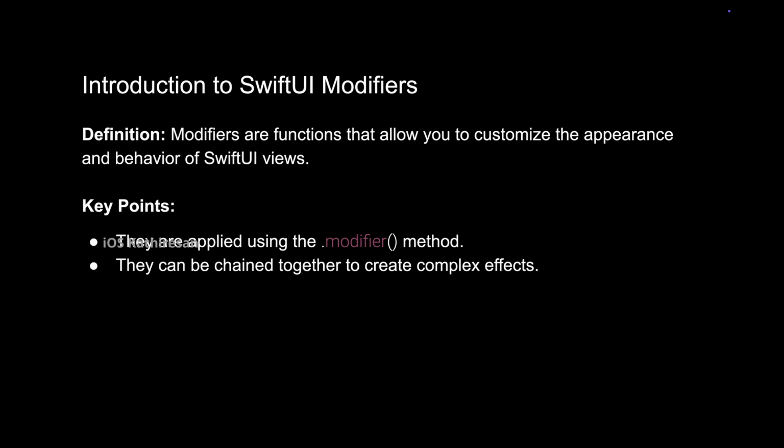Modifiers are functions that allow us to customize the appearance of a view and also change the behavior of the view. The key point is that they are applied by using the dot modifier method. If we have custom modifiers, we can use the dot modifier to apply the custom modifier to the view, in a chain. We can change the UI and create effects for the views.